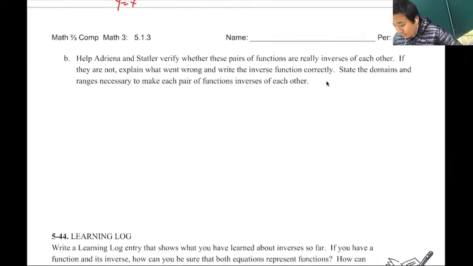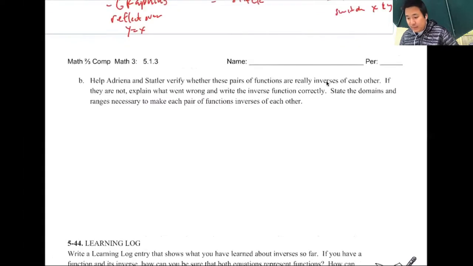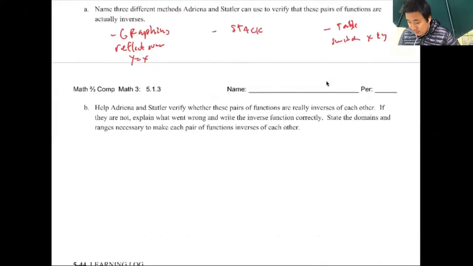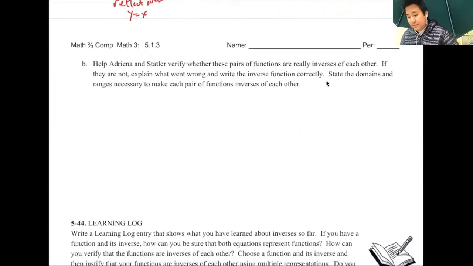The task is to verify which pairs of these functions are really inverses. If they are not, explain what went wrong and write the inverse functions correctly. So go ahead, use one of these methods to figure out which are inverses and which are not. Pause it here. Inverses are I and II, and not inverses are III and IV.